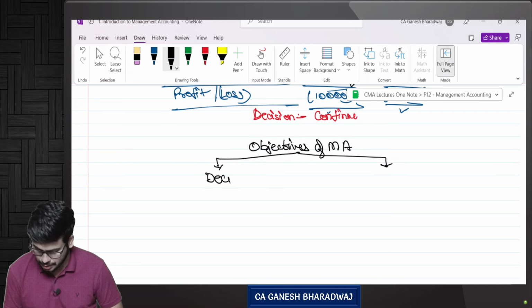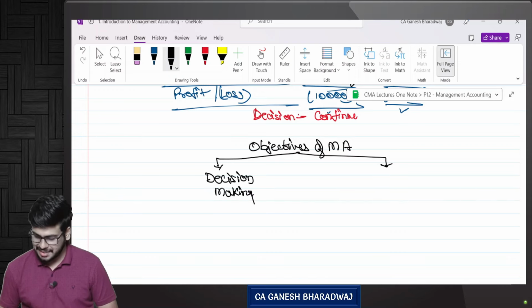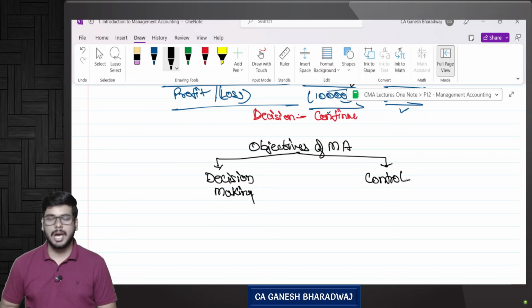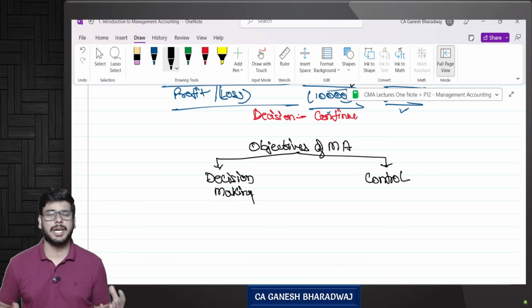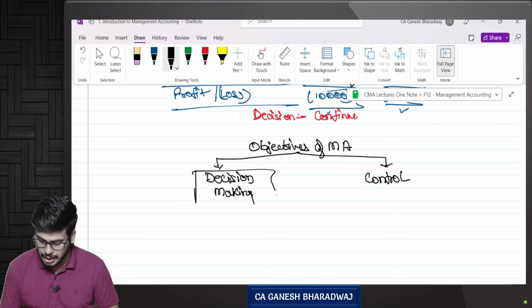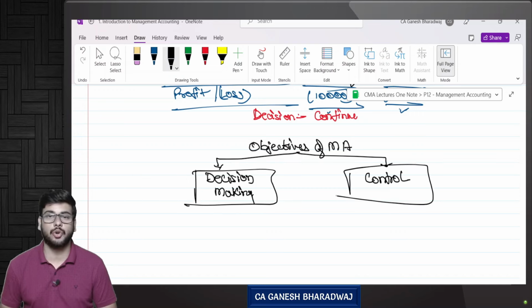One is decision making. The other one is control. Decision making and control. Broadly speaking, every single chapter revolves around these two things only: decision making and control. Broadly, this is what management accounting helps you achieve. The objectives of management accounting are decision making and control.